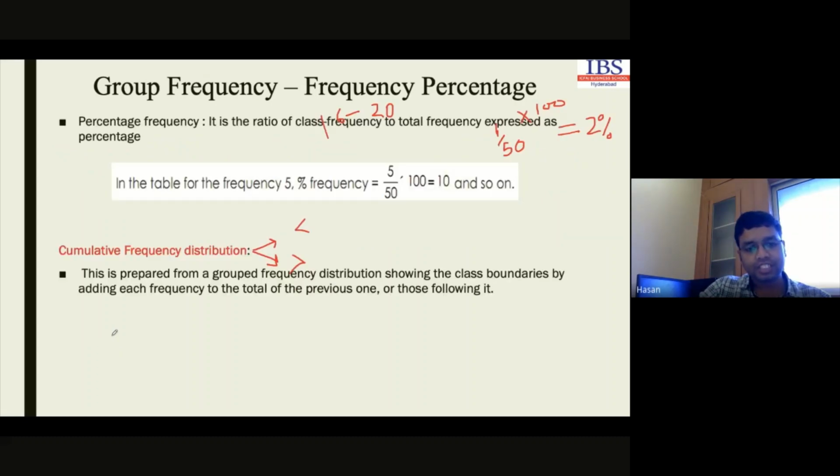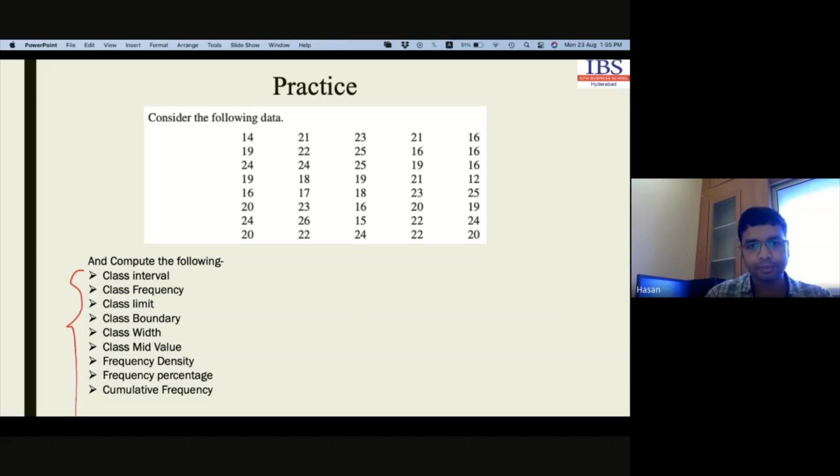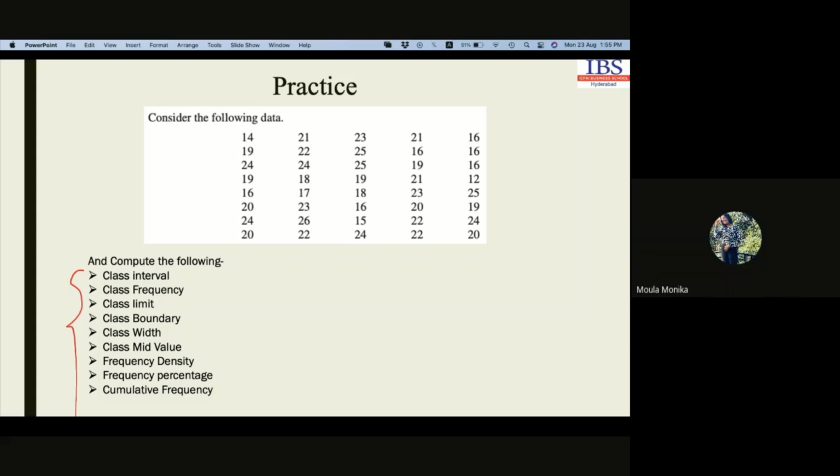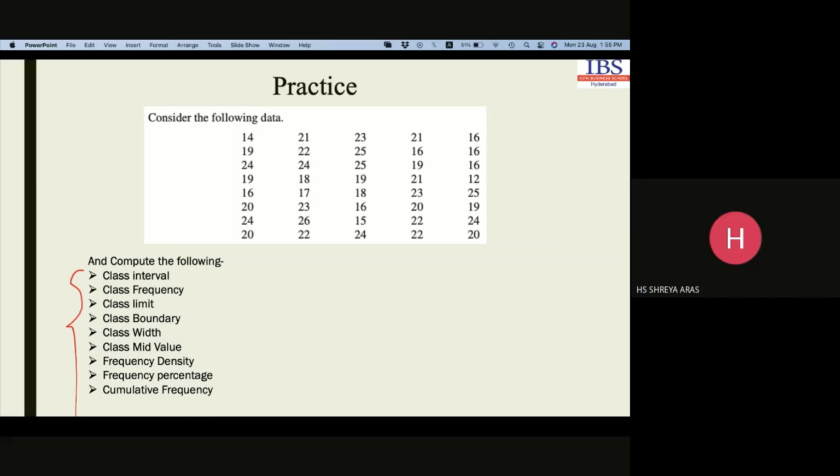Now we have computed the cumulative frequency. Now there is a practice session. Consider this data, create the data table and frequency, and compute the following. This will be the practice for you. You have to solve it at home and submit before the next class tomorrow. Everyone note down the problem here, or even solve it here also.